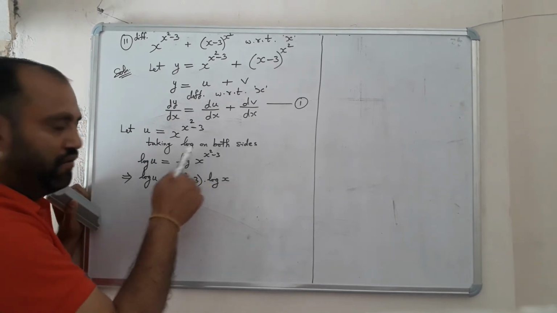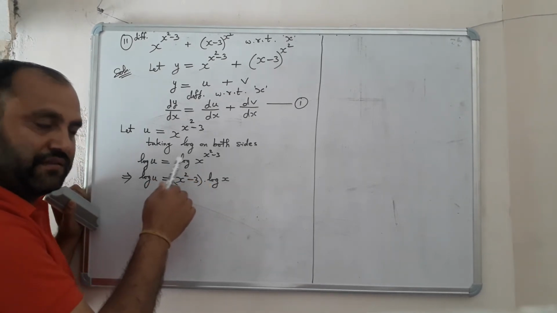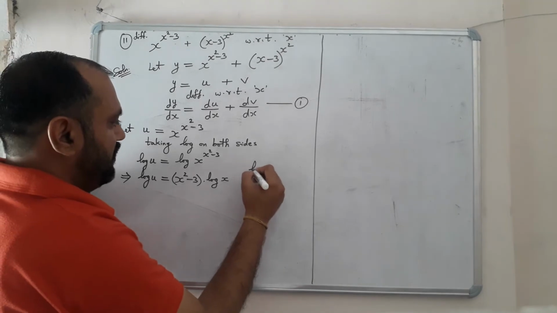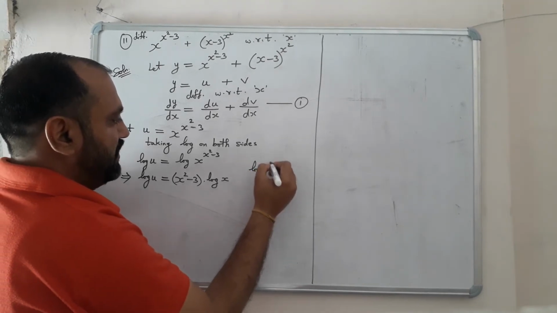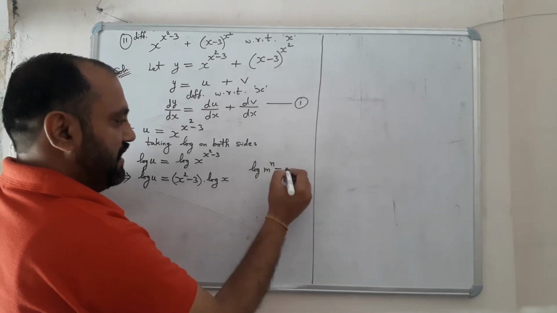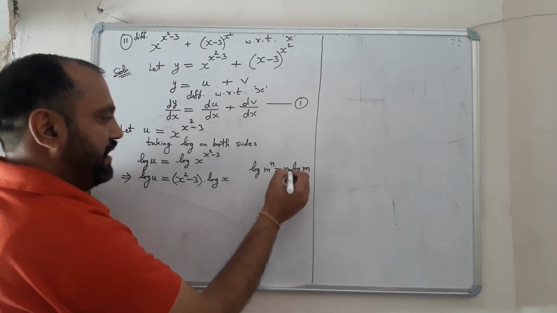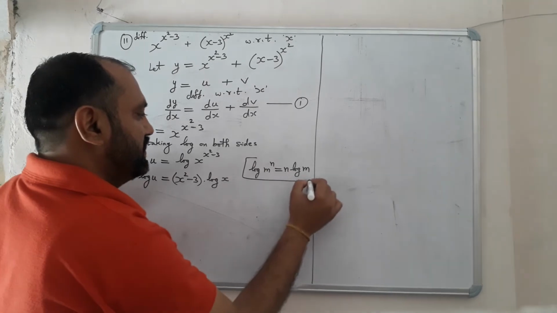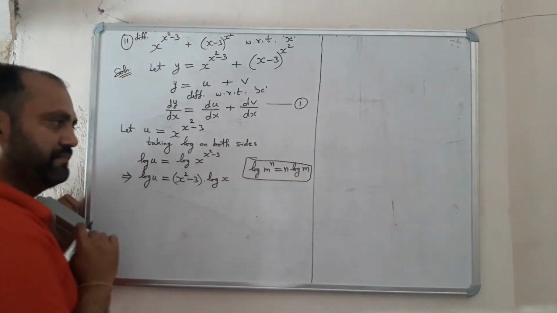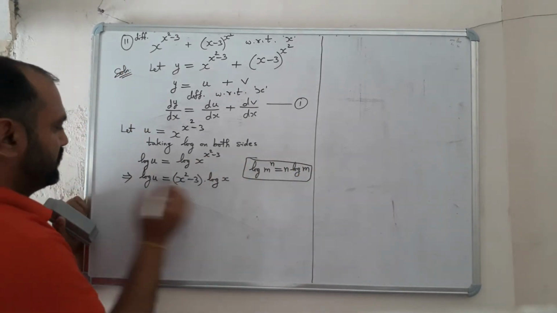The power comes in front, its formula is log m raised to the power n is n into log m, right. So we are using this identity, right.